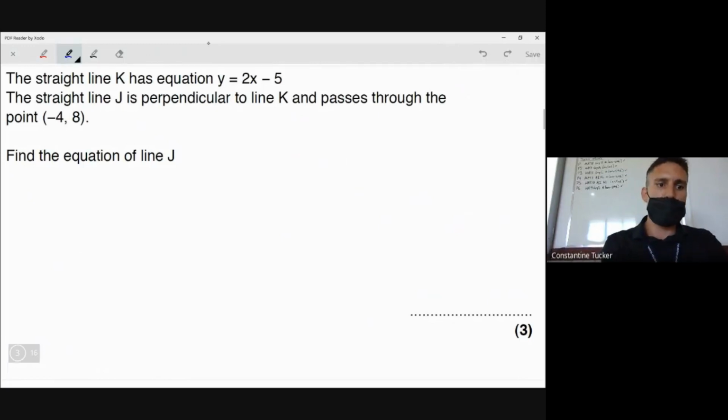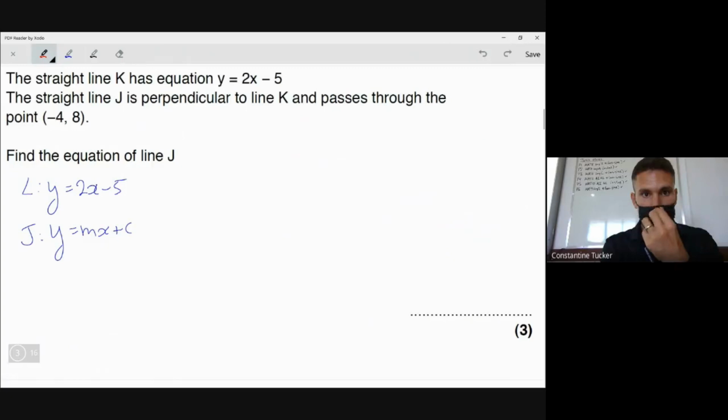Well, firstly, they say we've got an equation of a line which is y is equal to 2x minus 5. And then they say we've got another line, let's call it j, which is y is equal to mx plus c. We don't really know this equation, but what do we know? We know firstly it is perpendicular to line k, so let's call that the first bit of information. And then it passes through this point, which is going to be our second bit of information.